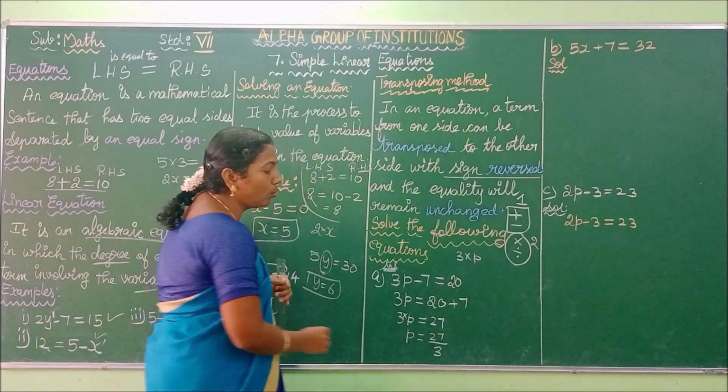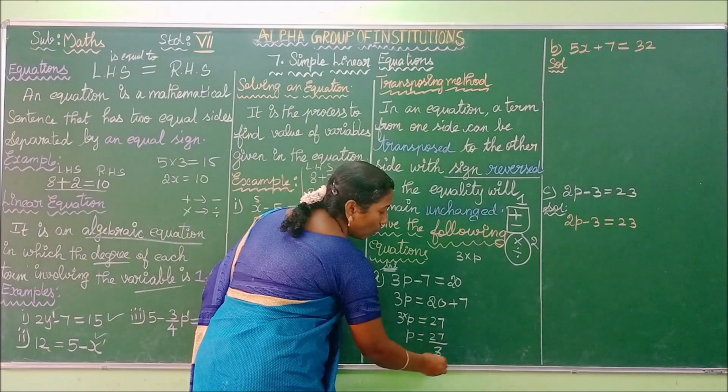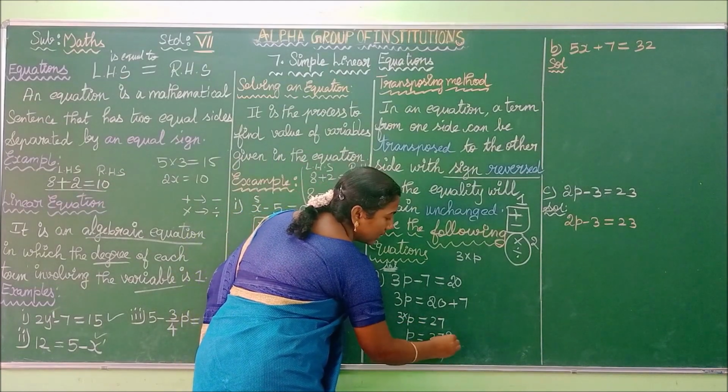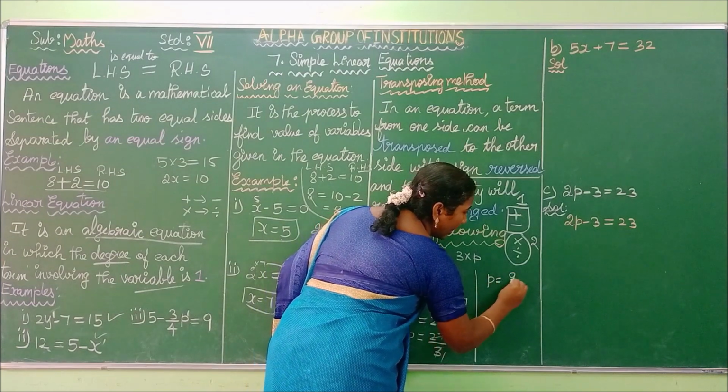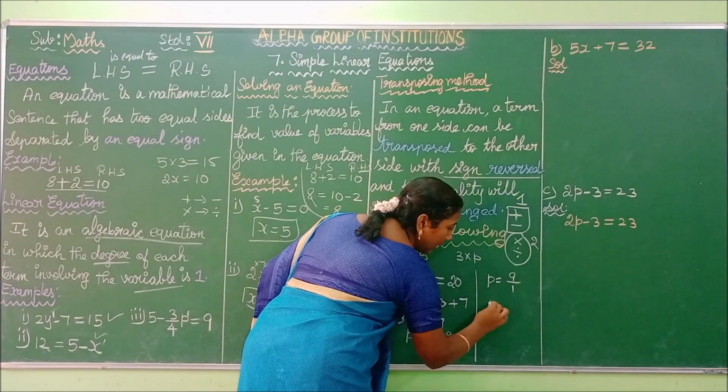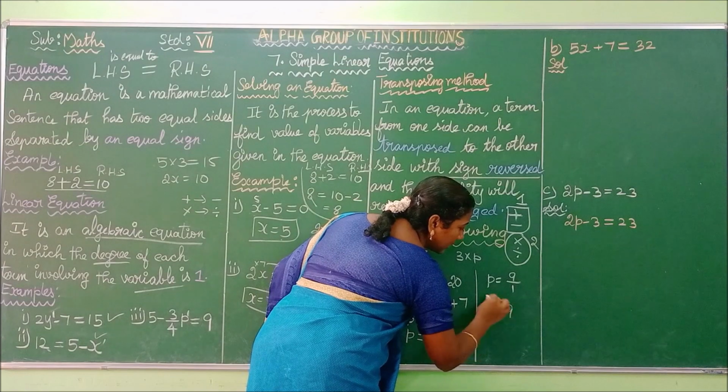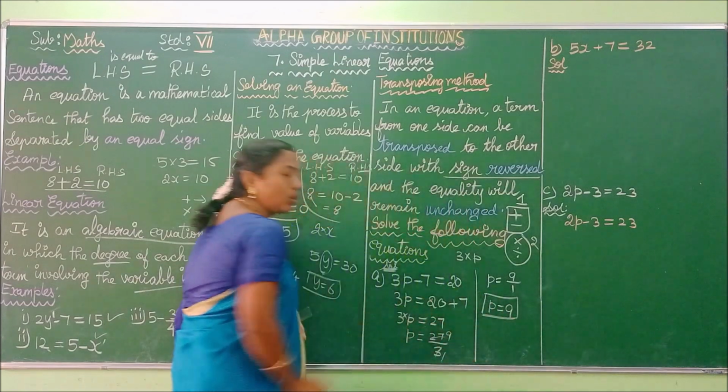Now you have to divide the 27 by 3. 1 3 is 3, 9 3 are 27. So p equal to 9 by 1. Leave the denominator 1. So your answer is 9. Thus p equal to 9.